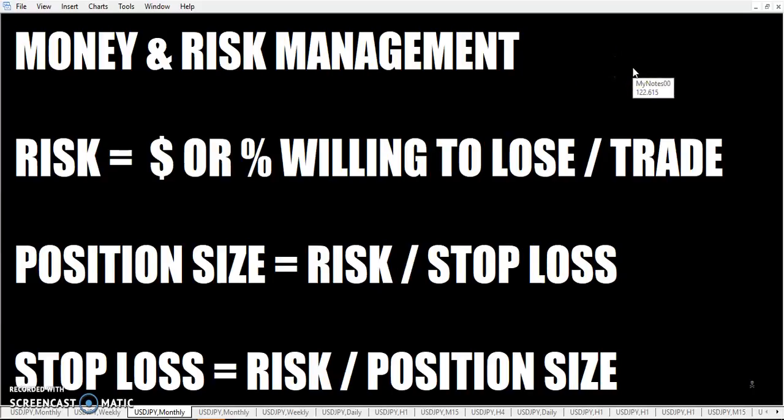Okay, first rule: money and risk management. Risk equals the 1% you are willing to lose per trade, and the calculation is you determine what the risk is. Then you say, okay, I want my stop loss to be this. So if you've got this risk, you'll have this position size. Or if you know what position size you like to trade, you know your risk, then the stop loss is pretty much going to be constant. So let's just say you've got a position size of 1 unit, and maybe the stop loss always comes out to 10 pips.